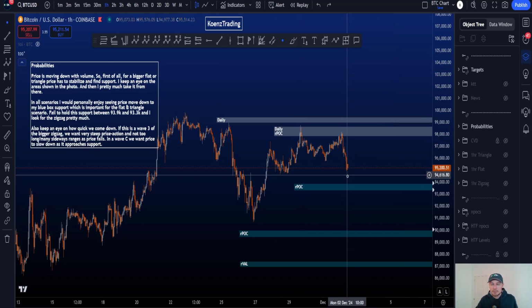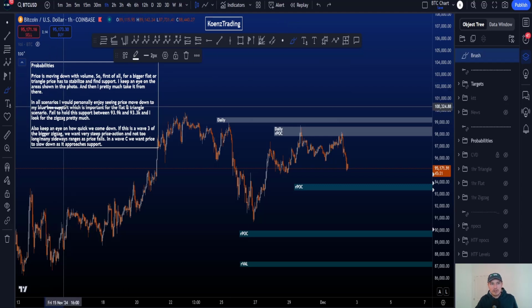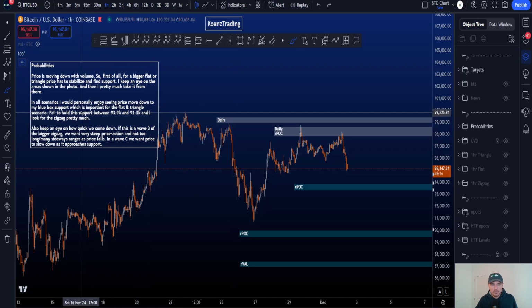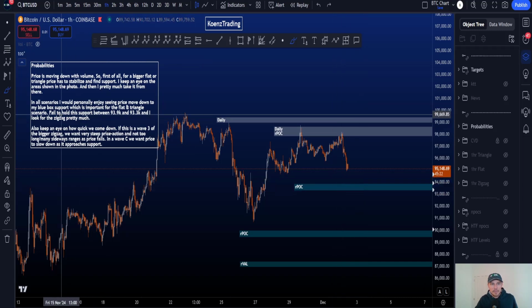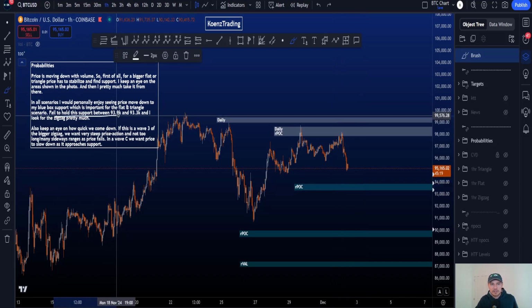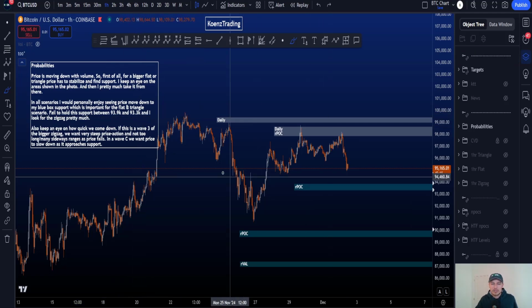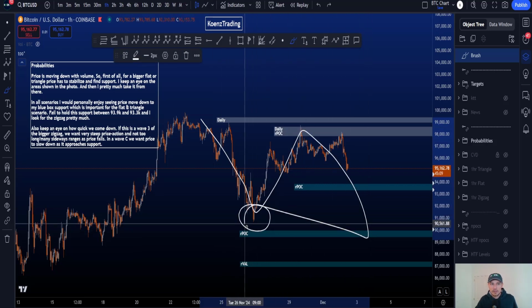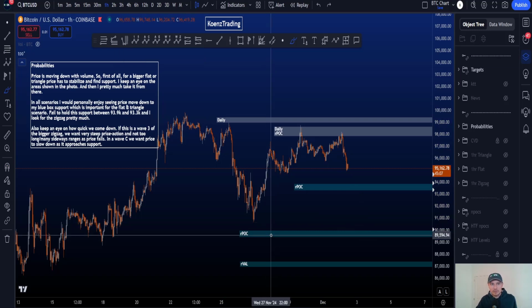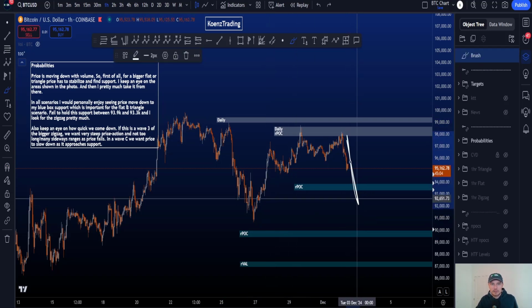But at the moment here, price is just falling. We don't really have ranges yet, so that would be something to at least keep your eye open for. Now, in all scenarios, I would personally enjoy seeing price move down to my blue box support, which is important for the flat and the triangle, right? This one over here. And if you fail to hold the support between 93.9K and 93.3K, then I would pretty much look for the zigzag in the A, B, and then a bigger C to the downside to move below this low over here.